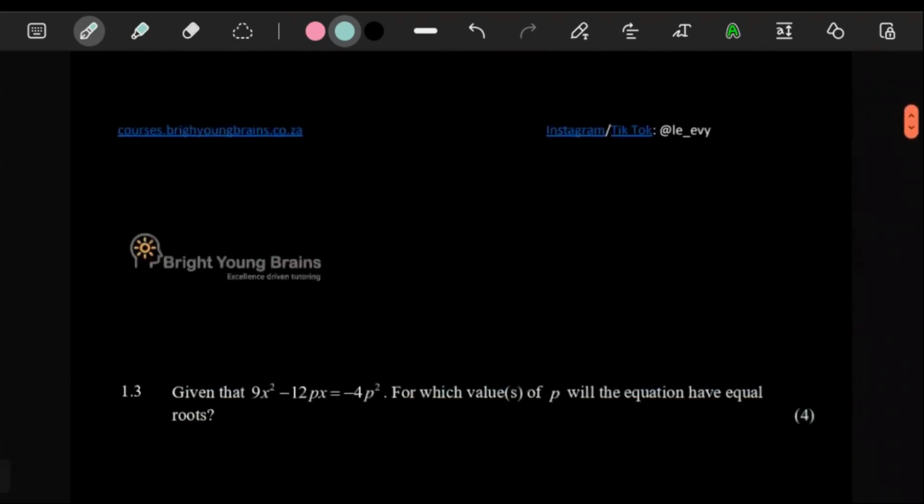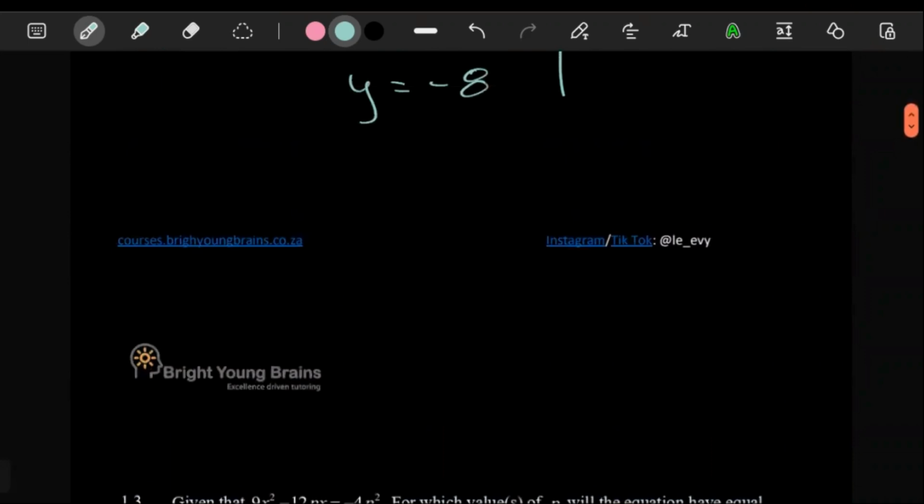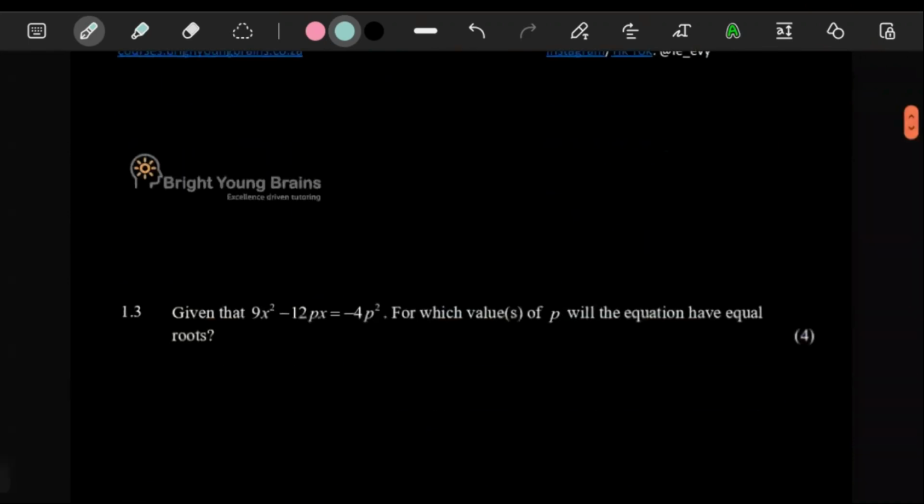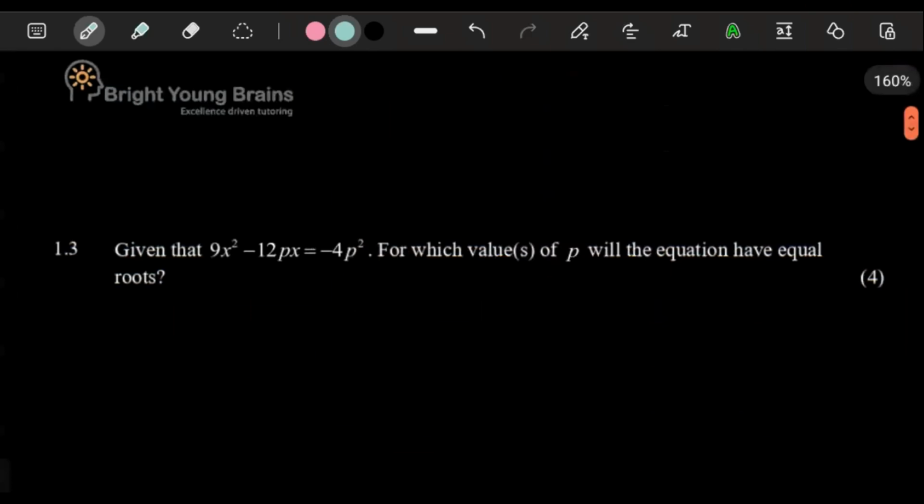It's 1 point something. What is it? It's 1.3. Oh, it's a nature of roots question. Is it? Yep. It says, given that this equation is equal to negative 4p squared, for which values of p will the equation have equal roots?